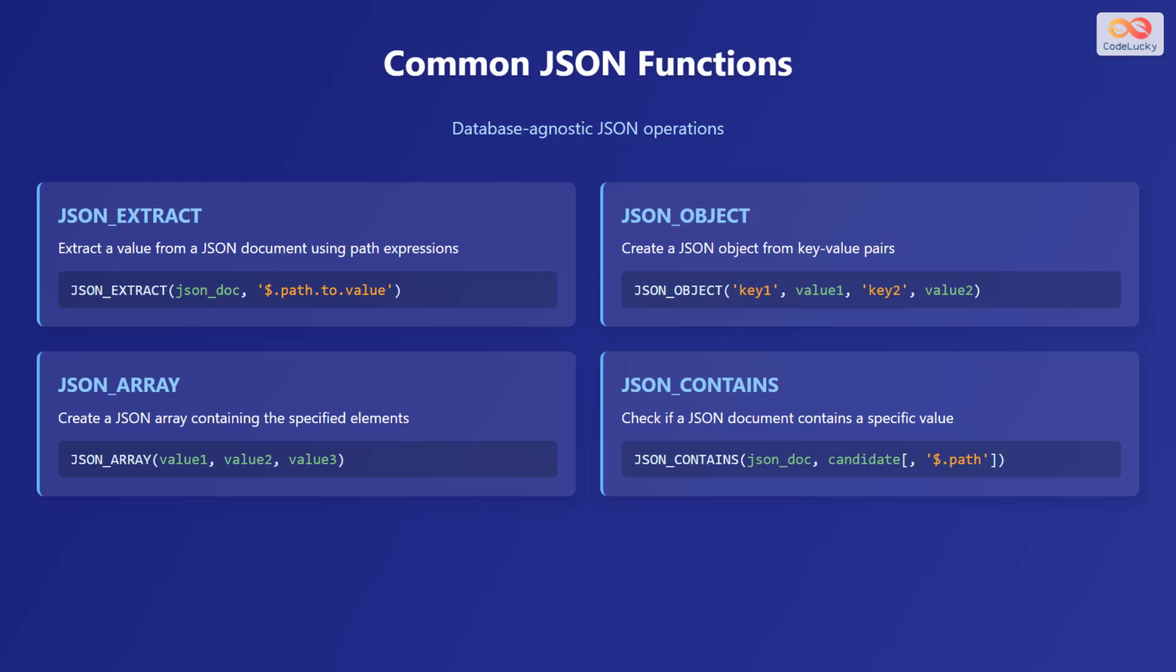Fourth, JSON_contains. It checks if a JSON document contains a specific value. For example, JSON_contains, then in parenthesis JSON_doc, candidate, square bracket single quote $path single quote, then closing square bracket and closing parenthesis.